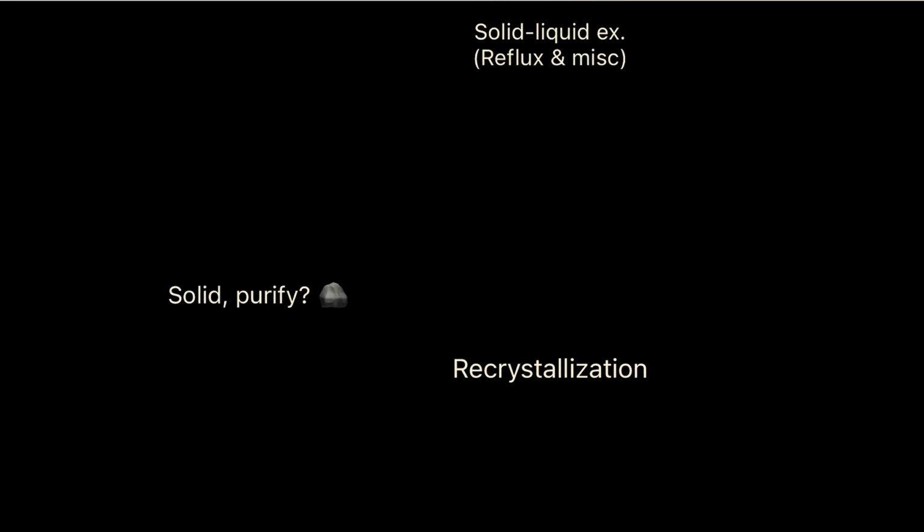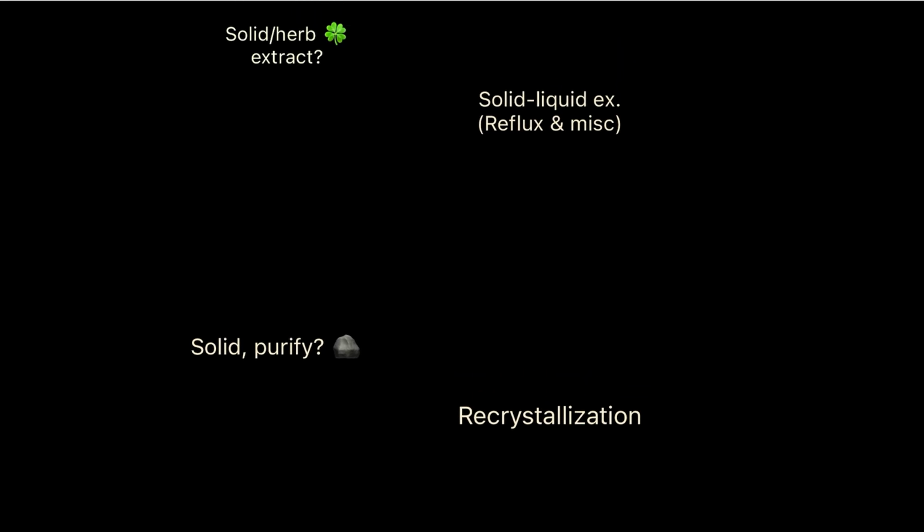Today's problem is dedicated to this lab exam about, let's say you're given a solid and you're asked to purify it. What process would you use? Now, here's the thing. When they give you a solid that is a herb and they ask you to extract, you would use solid-liquid extraction. But if they give you a solid and ask you to purify it, you would use recrystallization.